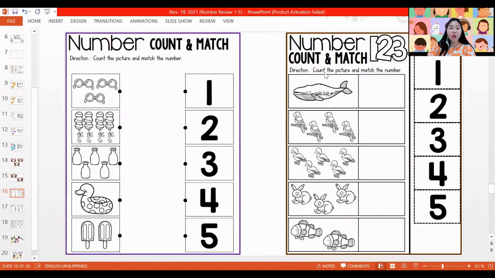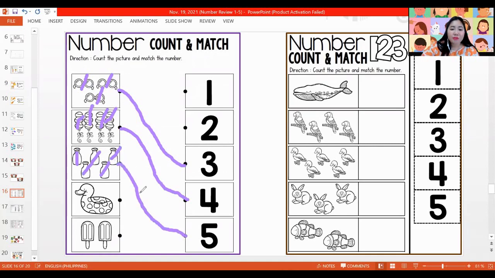We can now start with our work for today. So kindly get the worksheets that look like this, and I want you to trace your name. So for the first page, we have to count how many pictures and draw a line to the correct number. One, two, three goes to the number three. One, two, three, four goes to the number four. One, two, three, four, five, all the way to number five.